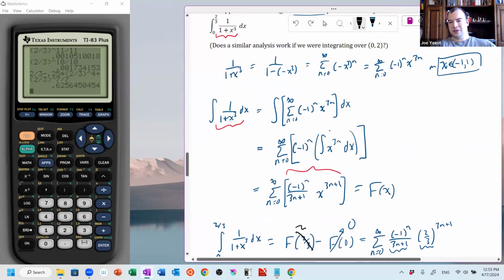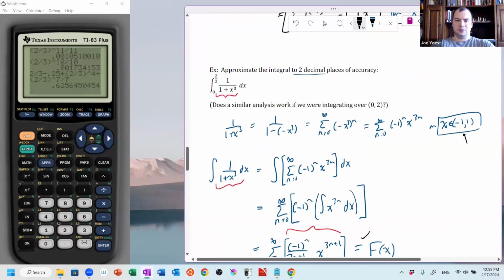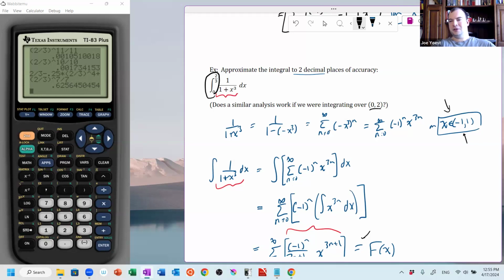But really, this power series representation is only valid on the open interval -1 to +1. So we were really relying on the fact that the region of integration lay in this interval of convergence. If we were trying to integrate over 0 to 2, we're no longer in this interval of convergence. That's not going to work. Interval of convergence. I think I said integral of convergence.